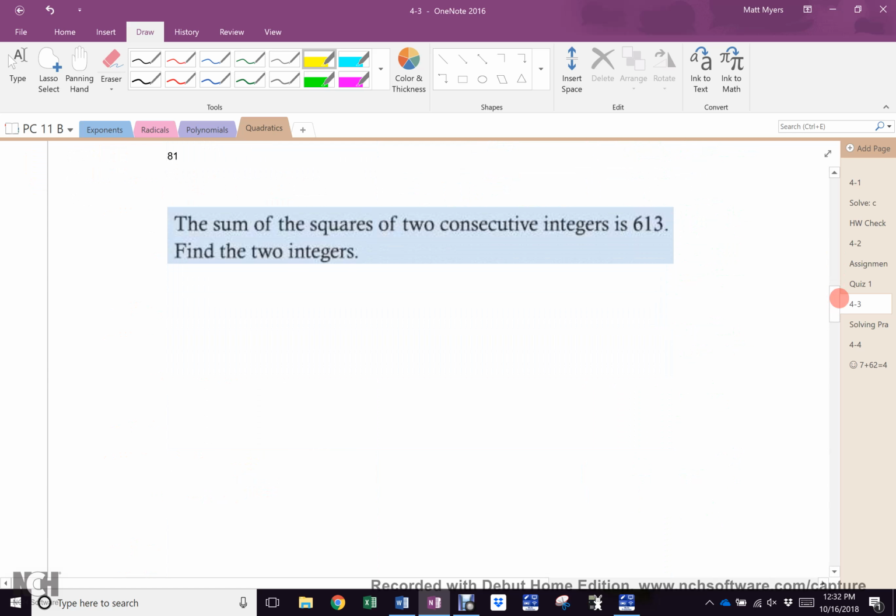Let's apply this situation. The sum of the squares of two consecutive integers is 613. Now, you all know how to solve this from grade 10 in another way. But now we're going to solve it quadratically. So, sum of the squares. How many numbers do I have? Read the question. It says right there. How many numbers do I need to find? Two. Excellent. So I have two numbers, don't I?